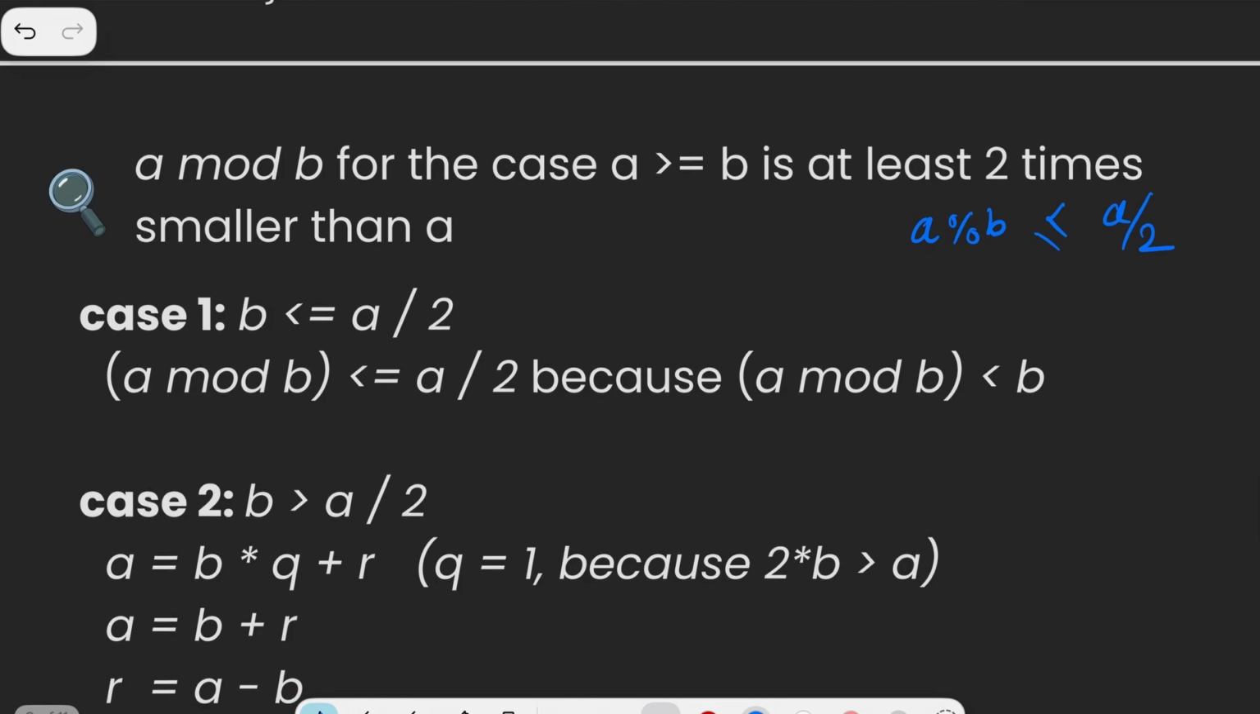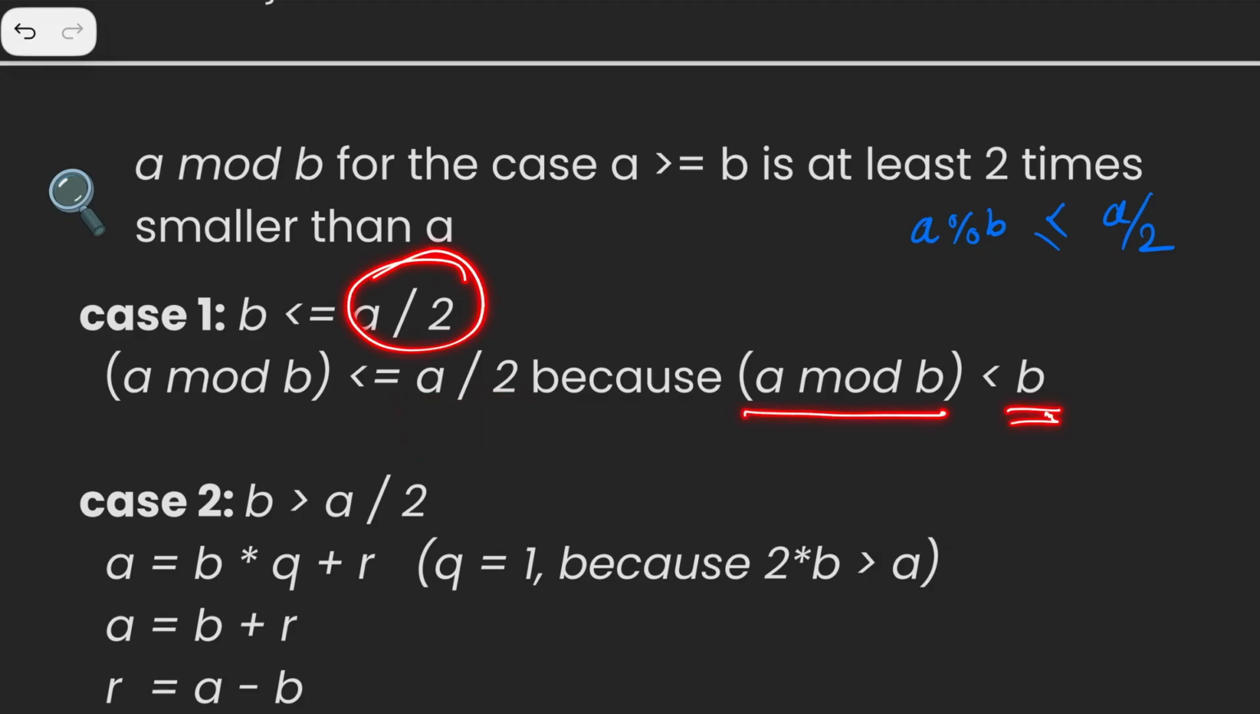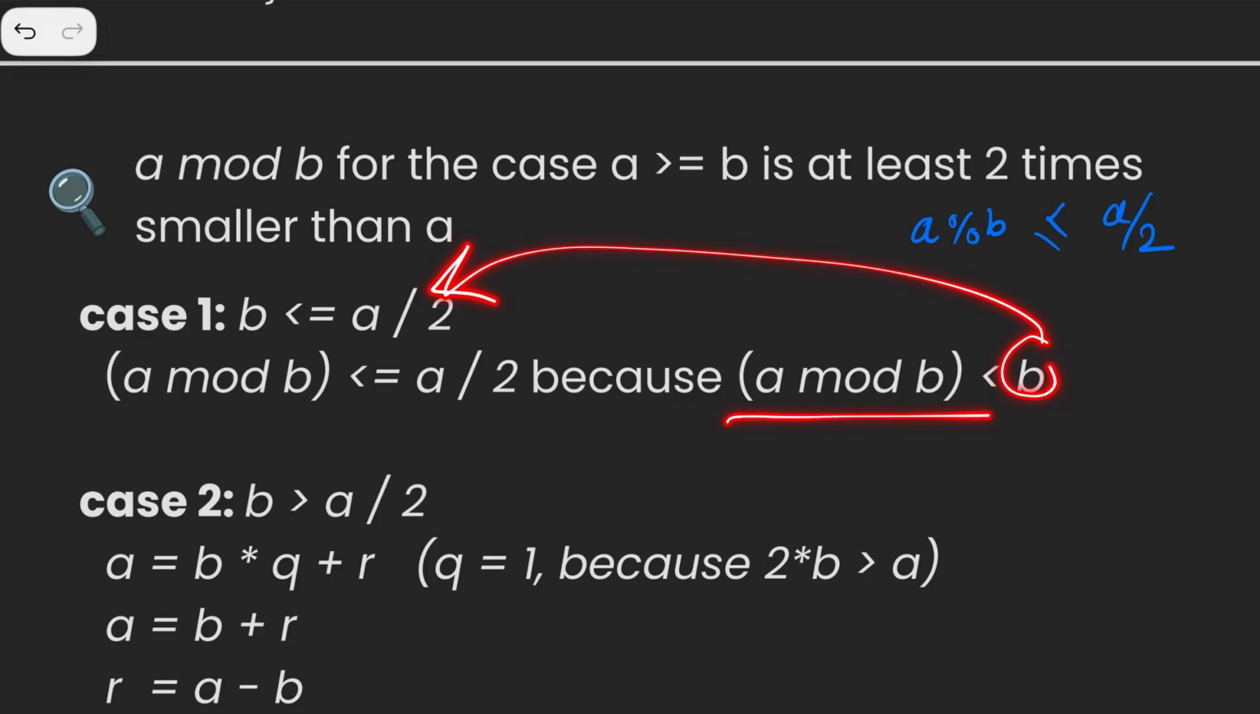So how are we going to prove it? There can only be 2 possible cases. See, B is already less than A, remember. So if B is less than A by 2, by the definition of mod, A mod B will be less than A by 2, because A mod B will be less than B and B is less than A by 2. Very simple, right? A mod B is less than B and B is less than A by 2. Hence, A mod B will be less than A by 2. And that's what we are trying to prove here.